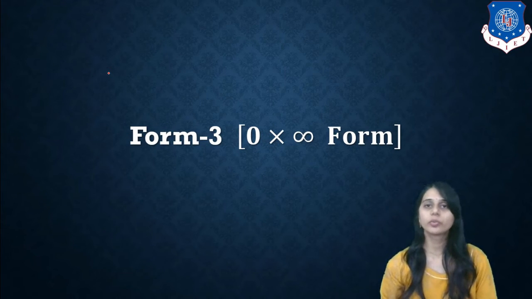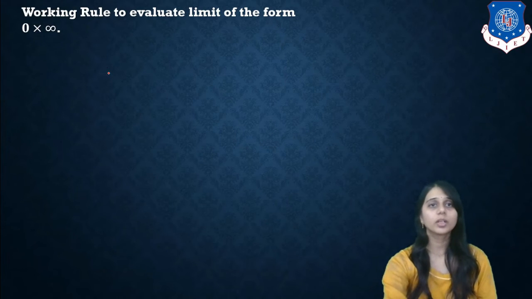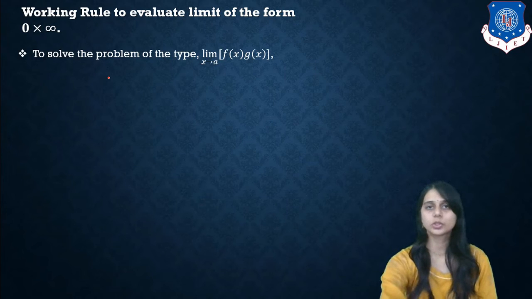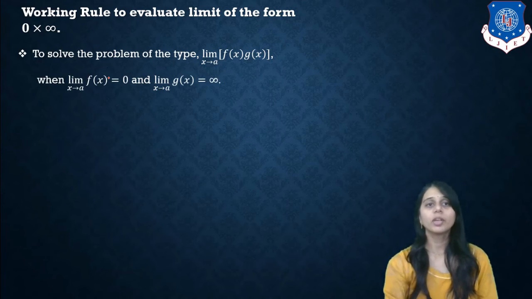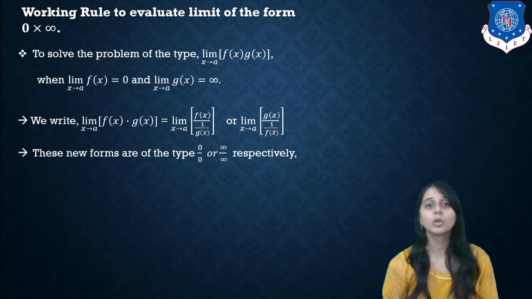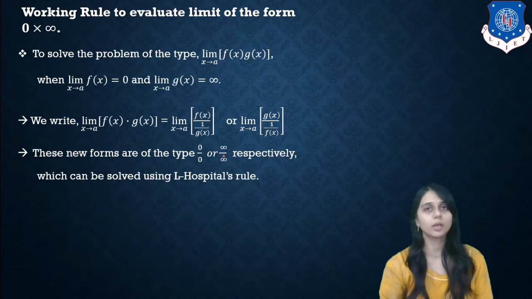Formation 3 is the 0 times infinity form. Working rule for this: to solve a problem of the type limit as x tends to a of f(x) into g(x), when the limit of f(x) equals 0 and the limit of g(x) equals infinity, we write the limit of f(x) into g(x) as the limit of f(x) upon 1 by g(x), or the limit of g(x) upon 1 by f(x). The two new formations are of the type 0 by 0 and infinity by infinity respectively, which can be solved by L'Hopital's rule.